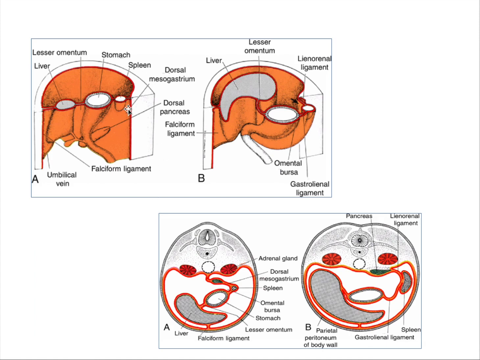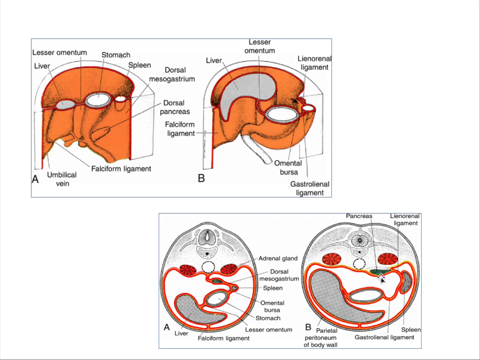During the 5th week of development, the spleen primordium appears as a mesodermal proliferation between the two leaves of the dorsal mesogastrium. However, with the rotation and lengthening of the dorsal mesogastrium, part of the dorsal mesogastrium and the peritoneum of the body wall fuses and degenerates. Thus, the spleen is then connected to the body wall in the region of the left kidney, as shown here, by a lienorenal ligament, and to the stomach by a gastrosplenic ligament.